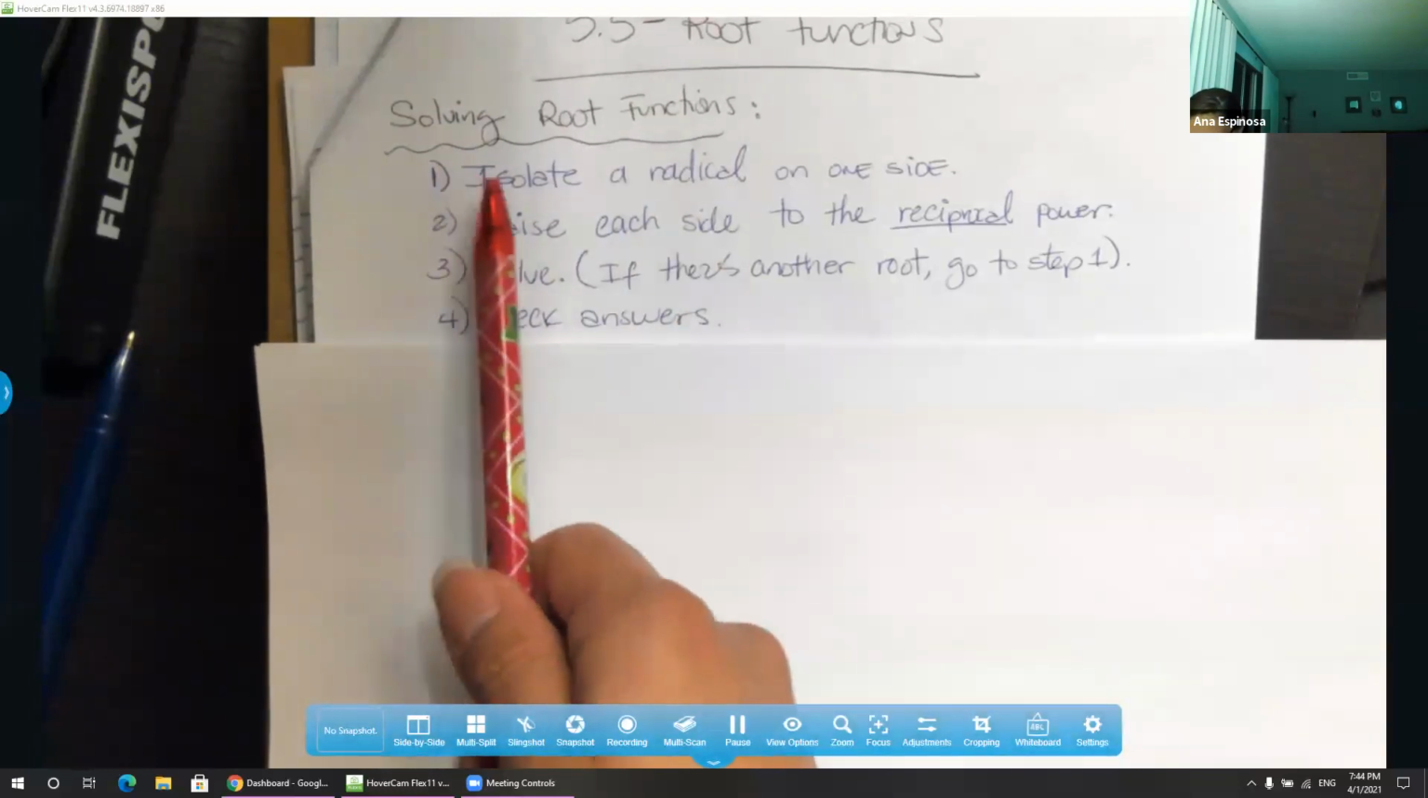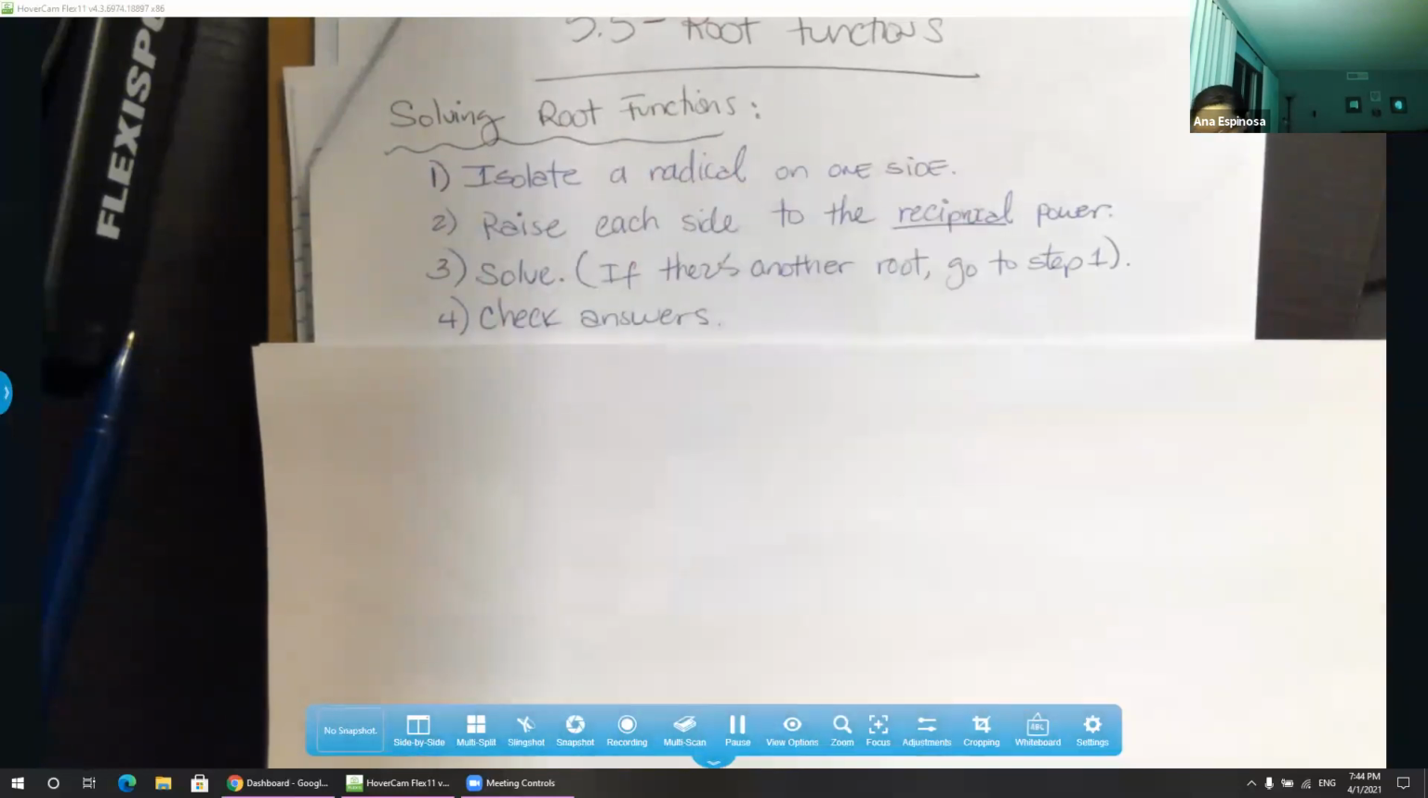The first step is to isolate a radical on one side. Why do I say a radical? Because you might have a function that has more than one radical. Okay, you might have a radical here, minus, plus another radical. So you have to just isolate one of them on one side. Which one you choose, it doesn't matter.